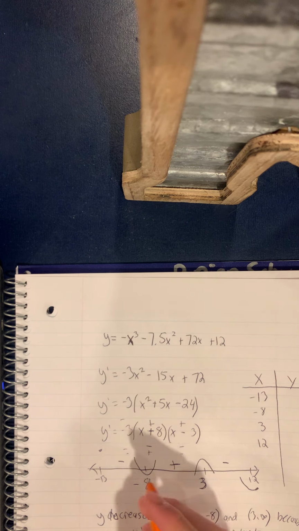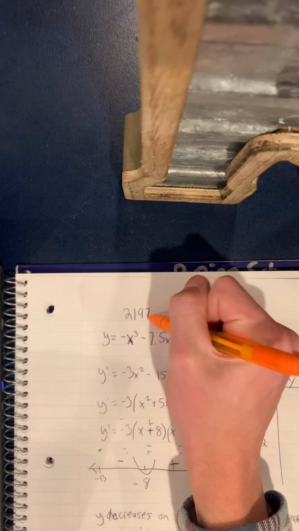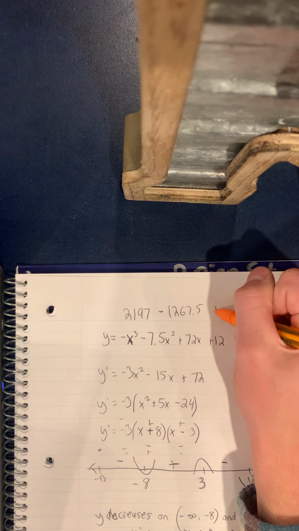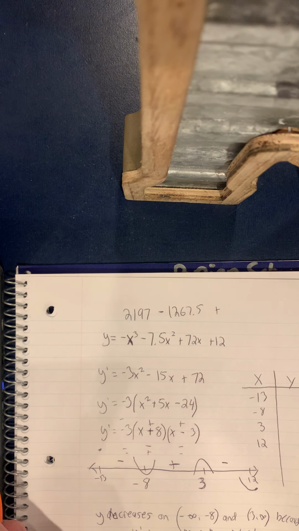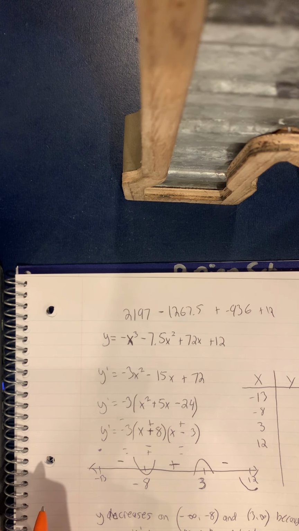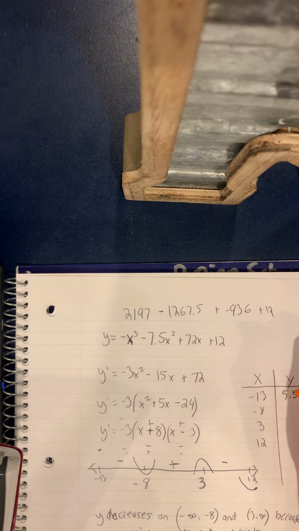So at negative 13: negative 197 minus 1267.5 plus 936 plus 12. At negative 13, there's a point of 5.5.